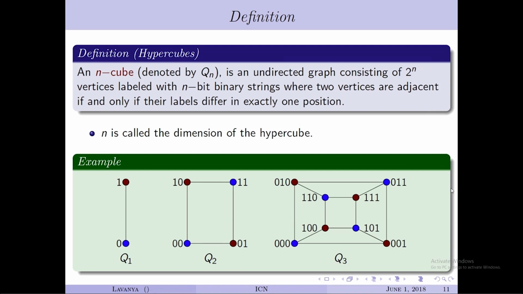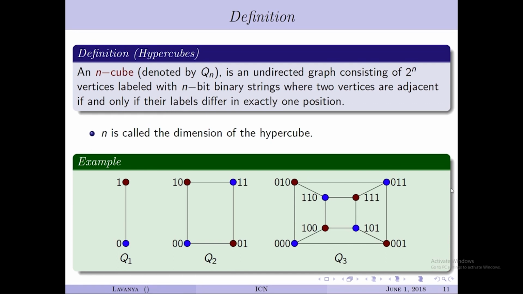You have 0 1 as the first cube, Q1 of dimension 1, and Q2 is nothing but 0 0, 0 1, and so on. You can see the edges follow the pattern: they are adjacent if and only if they differ in exactly 1 bit position, right. Similarly, Q3. Right. So there is also another alternate definition for this cube.